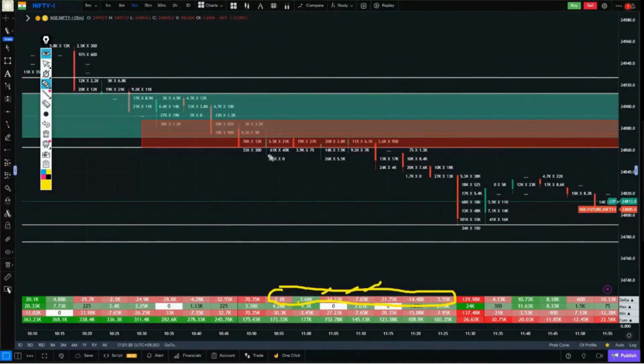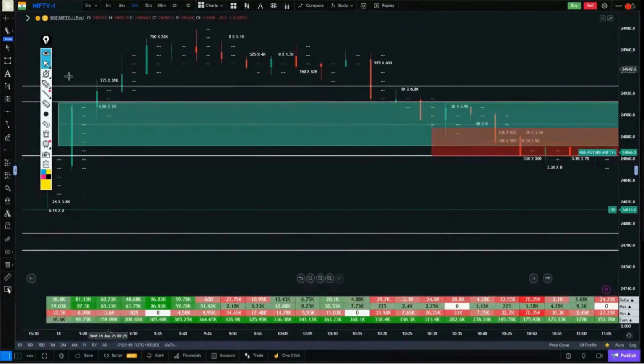And what is happening here is that the resistance zone is being tested again and again, and look here as well. This was a bullish area. There was quite a bit of buying here, but now this same zone is being tested. Selling is coming in. So, whenever a bullish zone is being tested with selling, you need to wait a little.